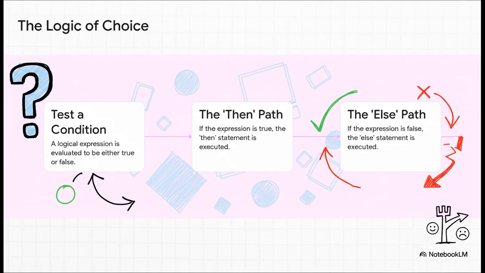So here's how it works, broken down. First, the program tests some condition that can only be true or false. If it's true, boom, it runs the then code. If it's false, it pivots and runs the else code instead. It's a simple but incredibly powerful fork in the road.